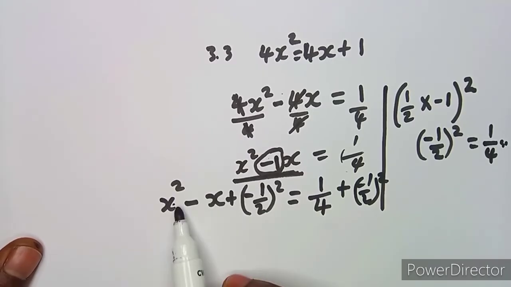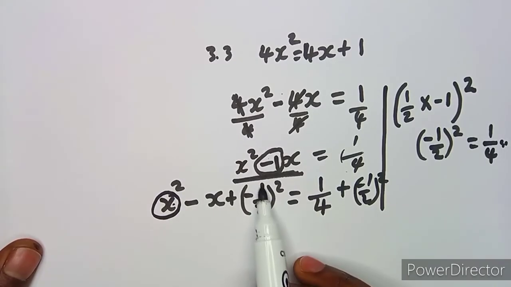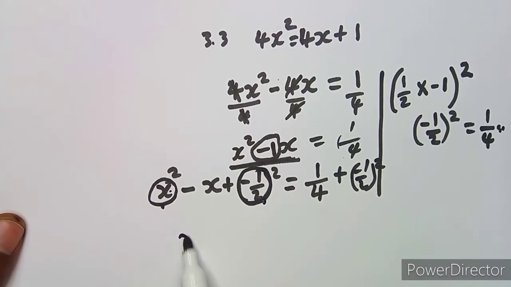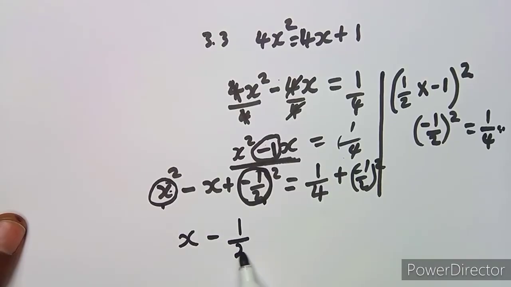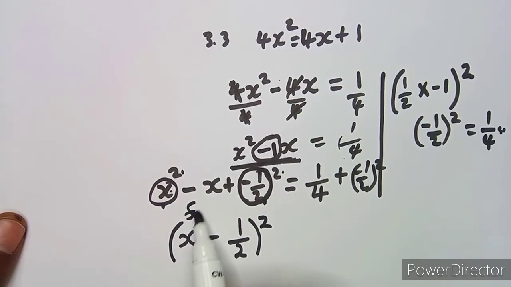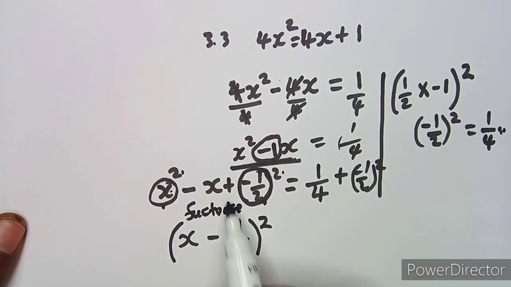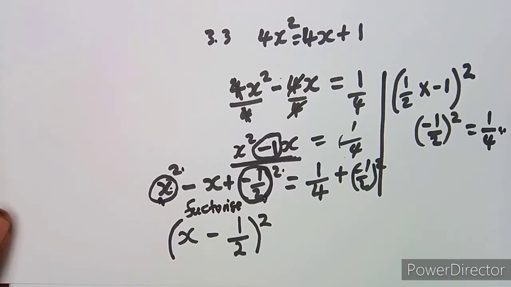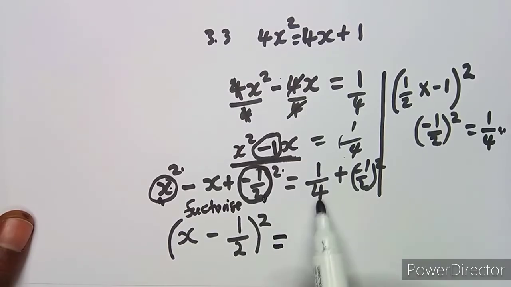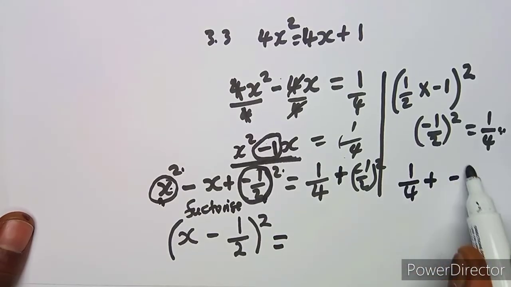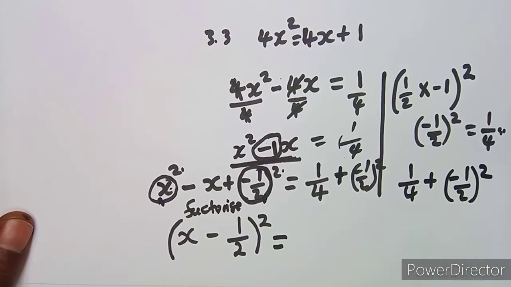Once this is written in this form, you take these two terms which are being raised to the exponent of 2, the first term and the last term, you combine them in a bracket. That's x minus half, everything to the exponent of 2. You have factorized this. So to factorize this, you just take the first term and the last term, you put them in a bracket, then you square. Okay, then here you add these two, 1 over 4 plus minus 1 over 2 squared. You add them together.